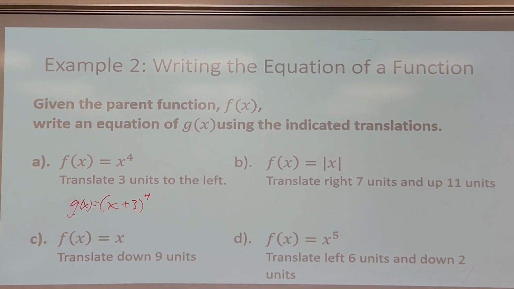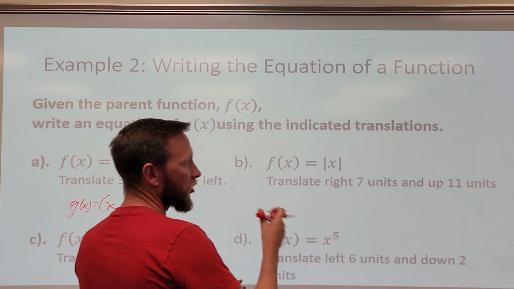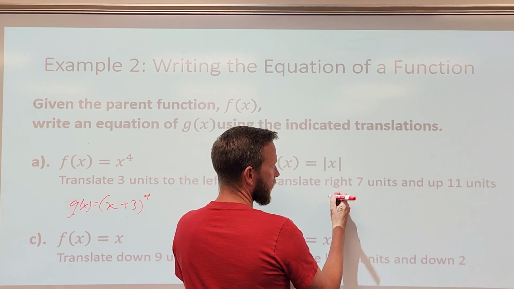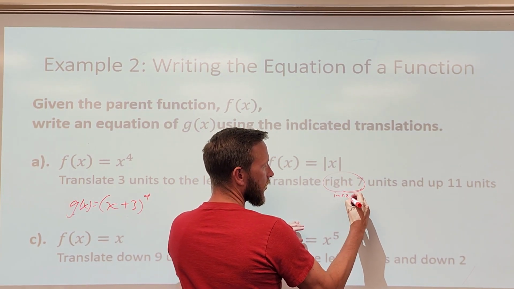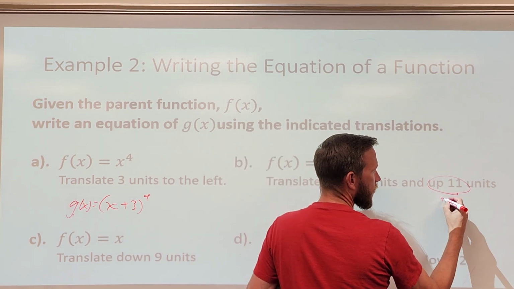For letter B, we want to translate to the right 7 spaces and up 7 spaces. So this is going to be inside, and this up 11 is going to be outside.